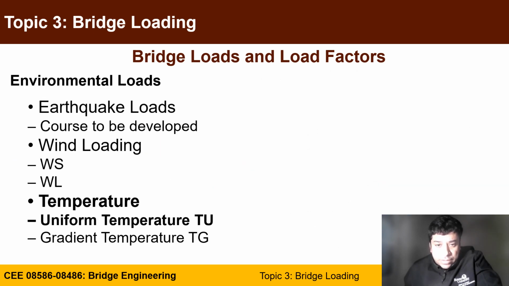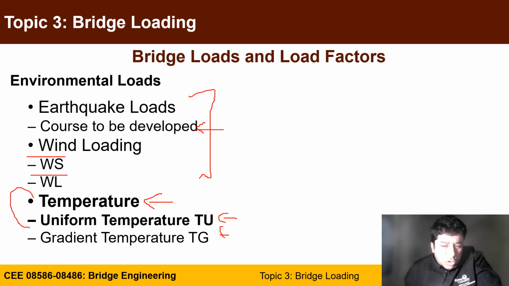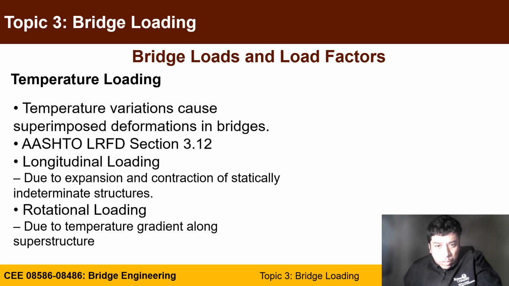We also have other loading, earthquake. This has to be a separate course. Wind loading, from wind on superstructure and live load wind on structure. You have temperature, can be uniform or can be gradient. Okay, we will cover in this course only some of the loads, not all of the loads. We will, for example, focus on uniform temperature, TU. For uniform temperature, the temperature variation causes superimposed deformation in the bridge.